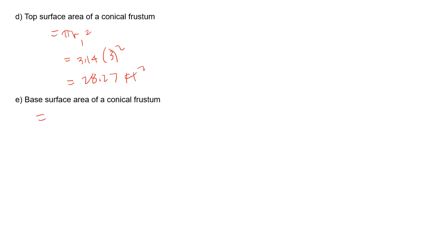Base surface area equals pi r squared, equals pi times 4 squared, equals 16 pi, equals 50.27 feet squared.